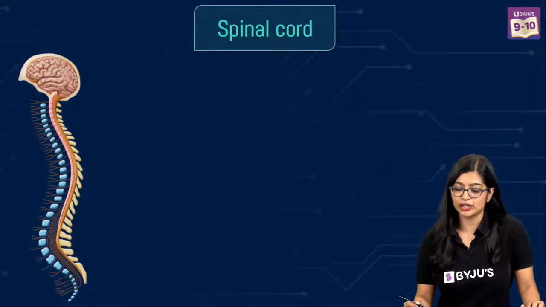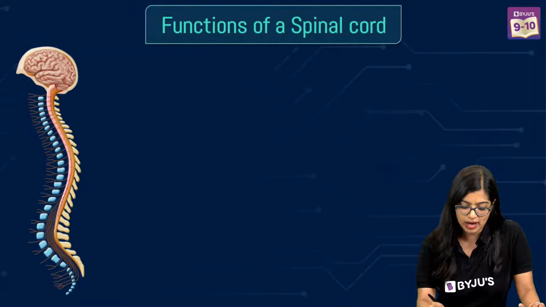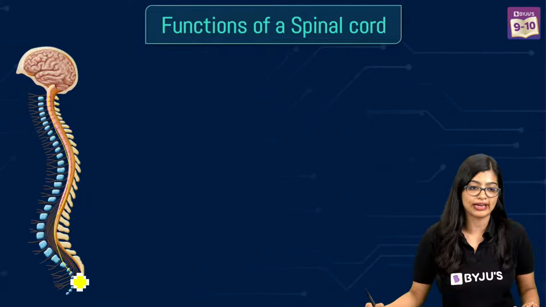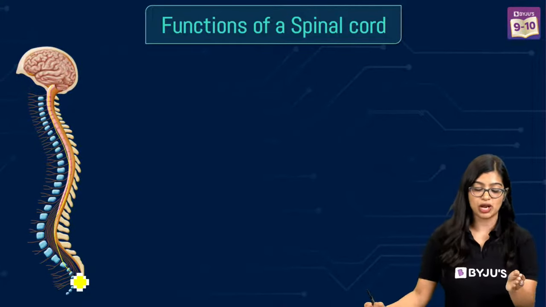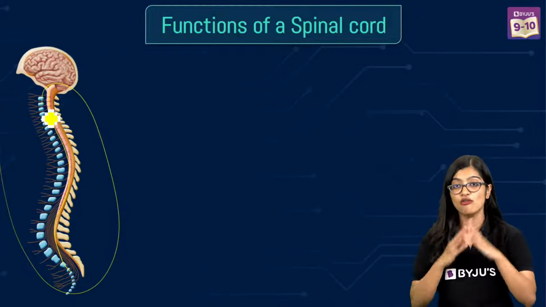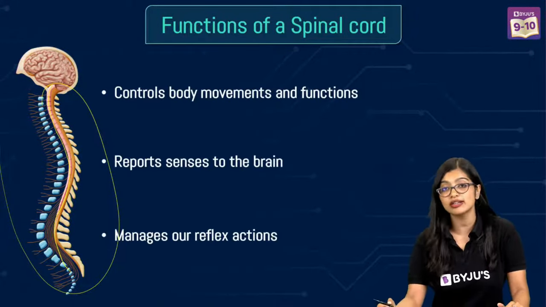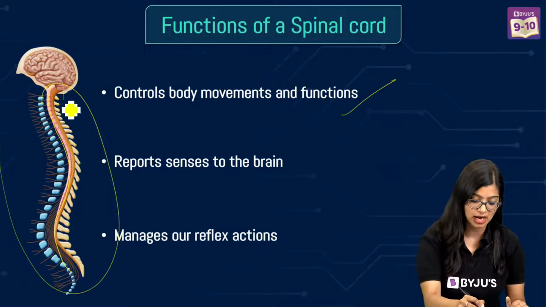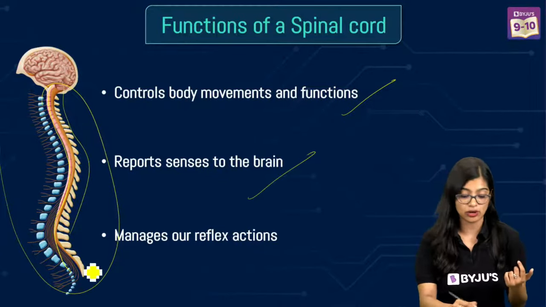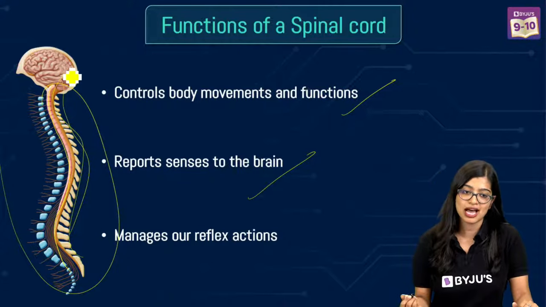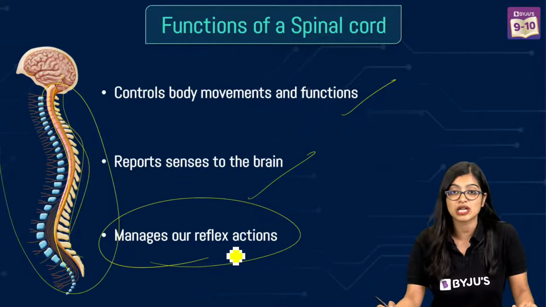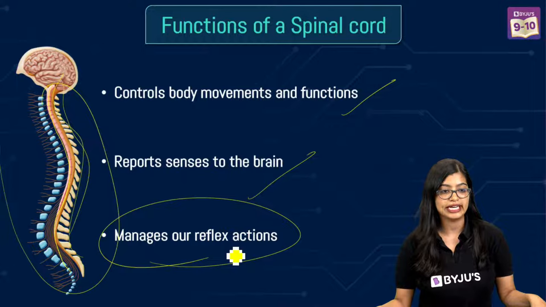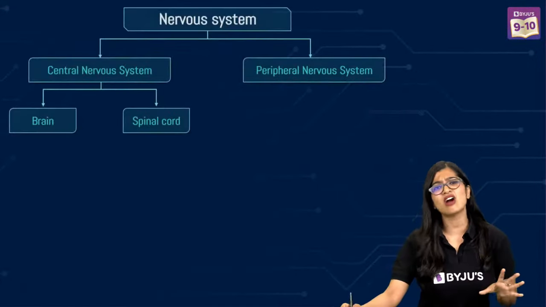Now, very quickly, we are going to be looking at the spinal cord, right? When we talk about the spinal cord, we know that it extends down from your medulla oblongata and it is protected by your vertebral column. The three important functions are that it regulates body movements, so information from the brain gets passed down through the spinal cord; it reports senses, so it also sends back information; and of course, as Ankita ma'am has taught us already, it manages our reflex actions. Reflexes below the neck are controlled by the spinal cord. Yes, very good. So this was all about it; the spinal cord is very simple and easy, right?